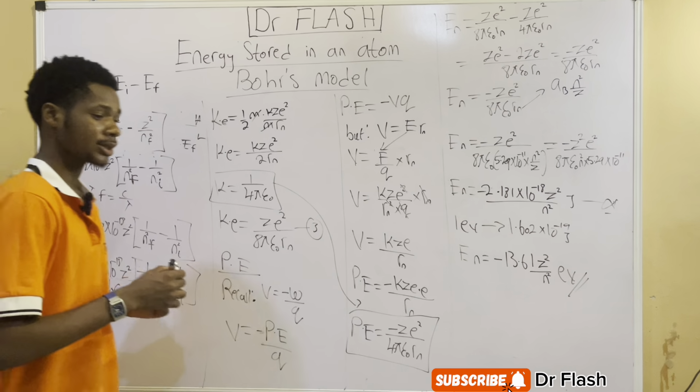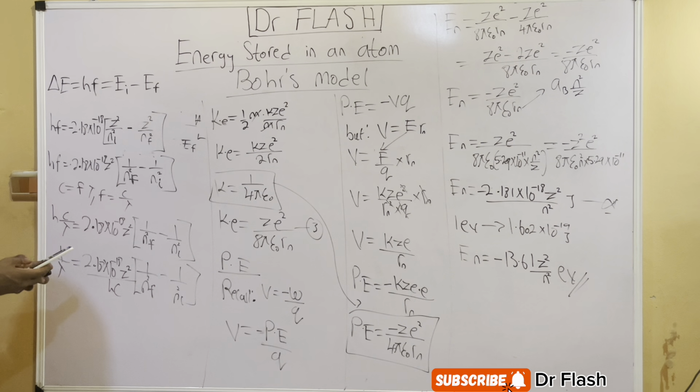On our calculator, we're going to get 2.18 times 10 to the power of minus 18. Now z will be equal to 1 because this formula is what we use in calculating the wave number for the energy that is being given out in a hydrogen atom. So it is peculiar to a hydrogen atom. Now h is 6.62 times 10 to the power of minus 34, and the speed of light is 3 times 10 to the power of 8.